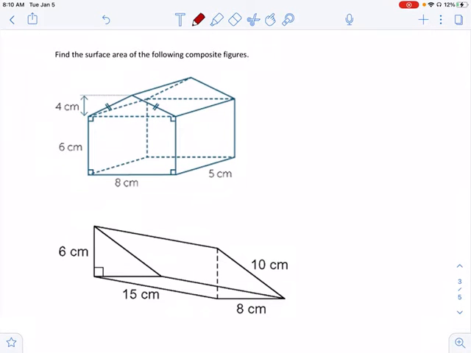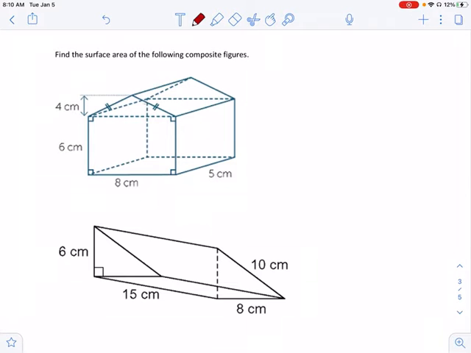Hey everyone, so I wanted to do another sample surface area problem for folks that need it. I'm just going to take this first problem that I see and see what I can do. There is a slight trick, I guess, to this problem, but let's hop in and see what we can do.